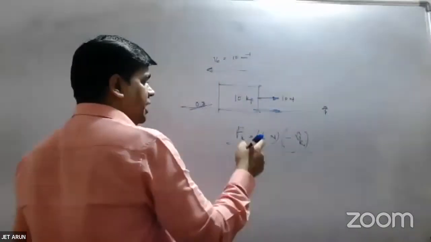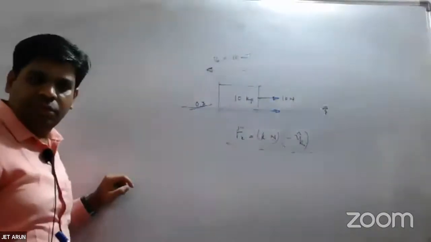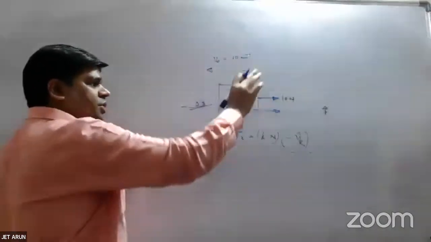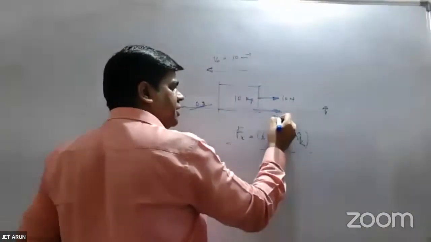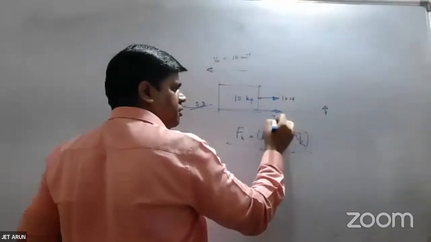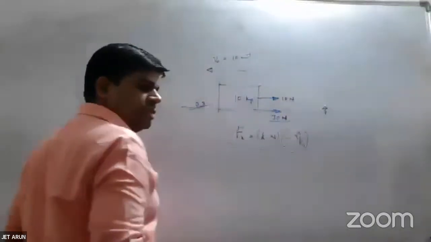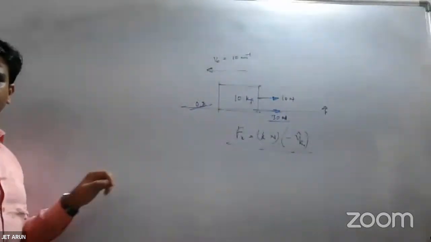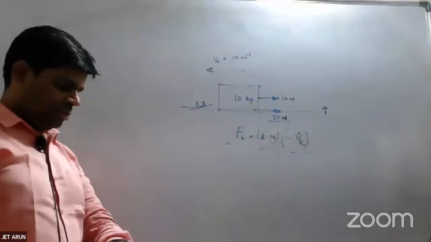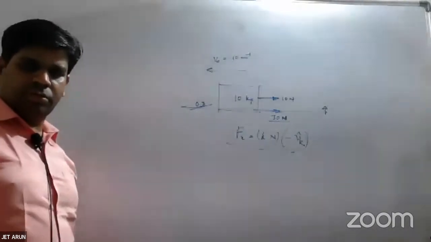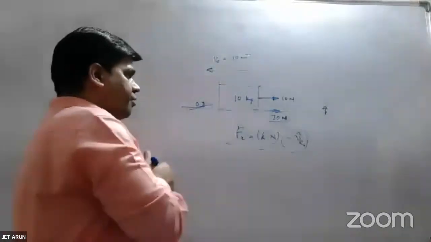What is the kinetic friction value? It doesn't depend on your external force now. No matter whether you apply force or not, my kinetic friction is mu n. So how much is mu n? 0.3 into 100, which is 30 Newton. Yes, sir. All right. Good. Vignesh, did you understand? Yeah, sir.